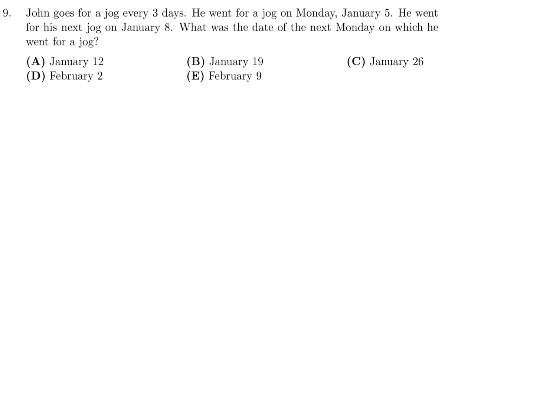John goes for a jog every 3 days. He went for a jog on Monday, January 5th. He went for his next jog on January 8th. What was the date of the next Monday on which he went for a jog?